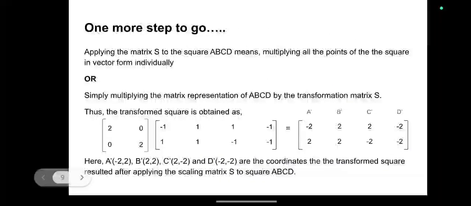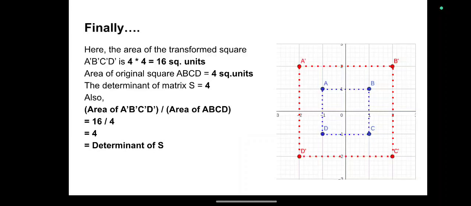So let us see what has happened here, how the original square has been transformed. In the graph you can see our original square ABCD is represented in blue color, and here you can see in the red color A dash, B dash, C dash, D dash is our transformed square. So we scaled the square in both x-axis and y-axis by a factor of 2. Here we can see the square has grown larger.